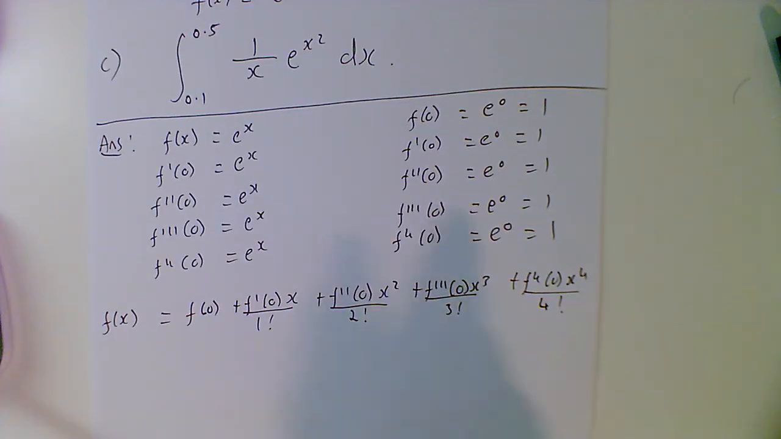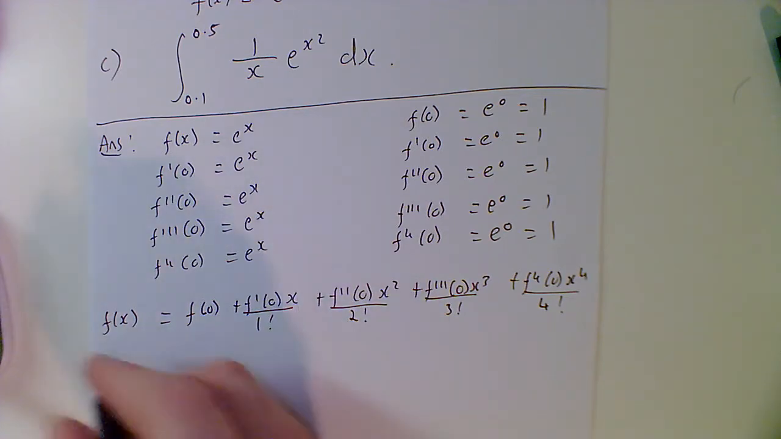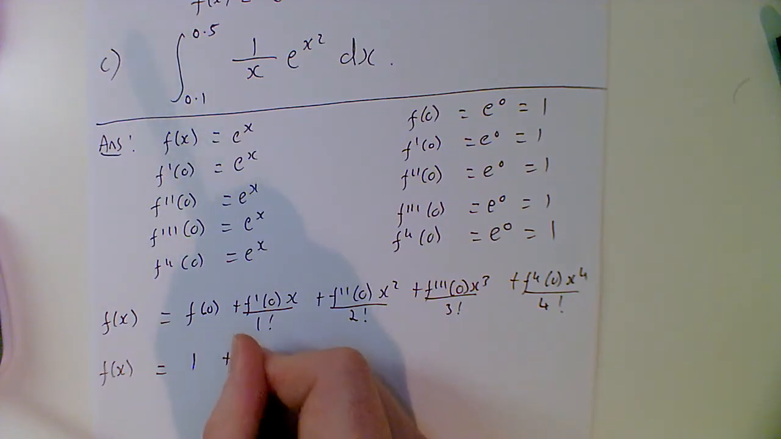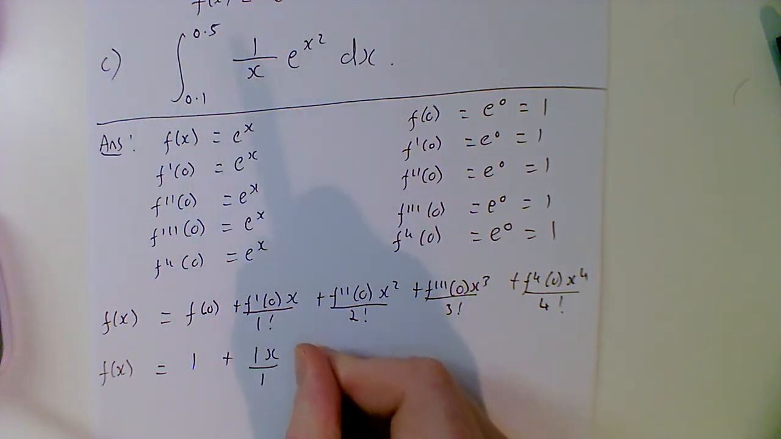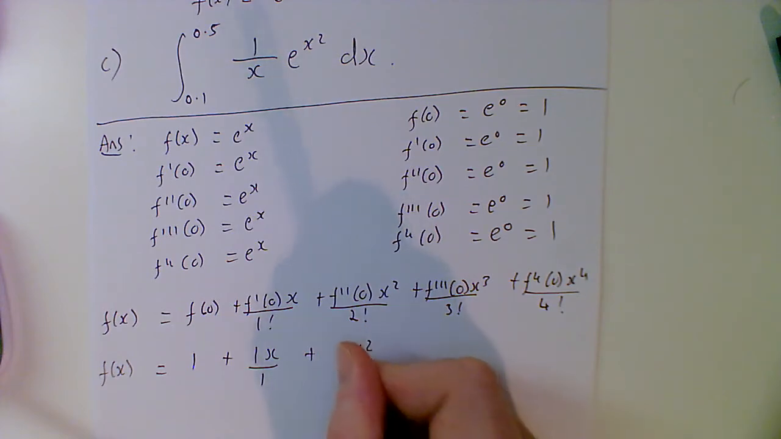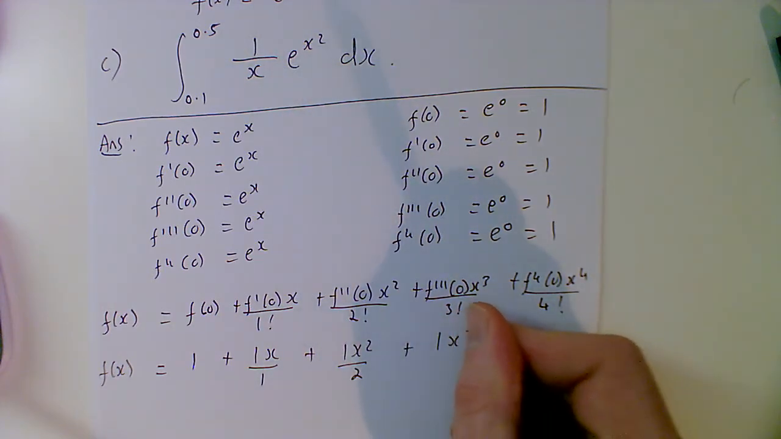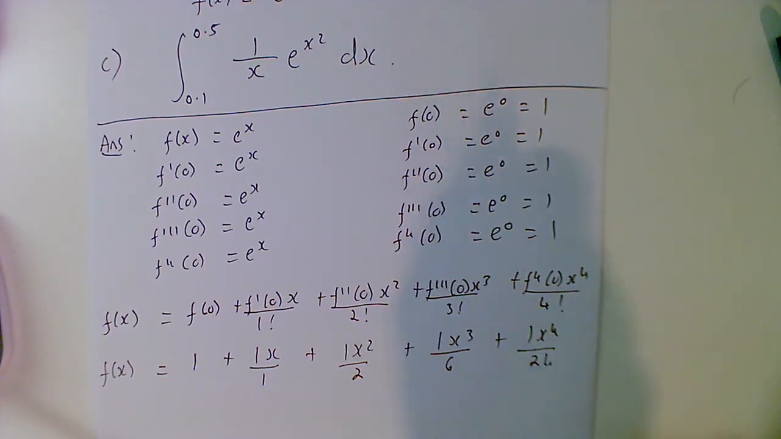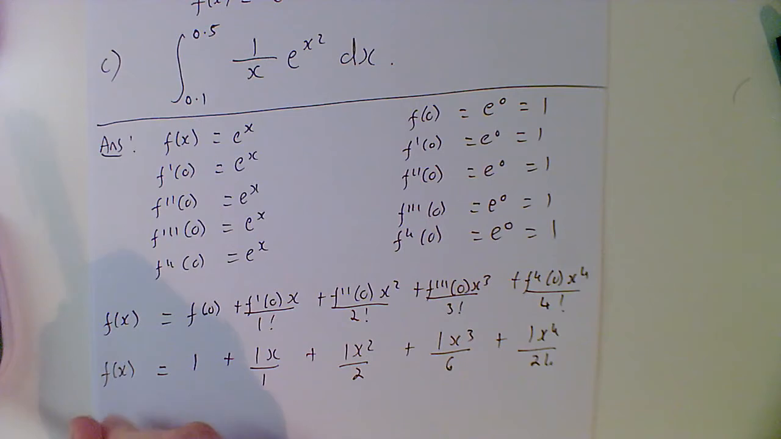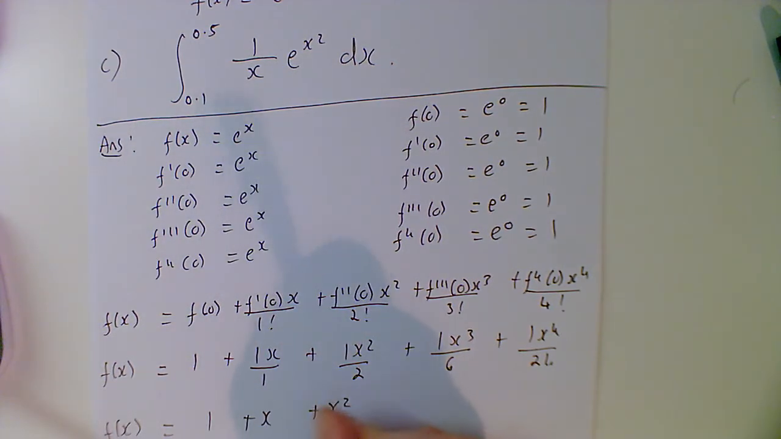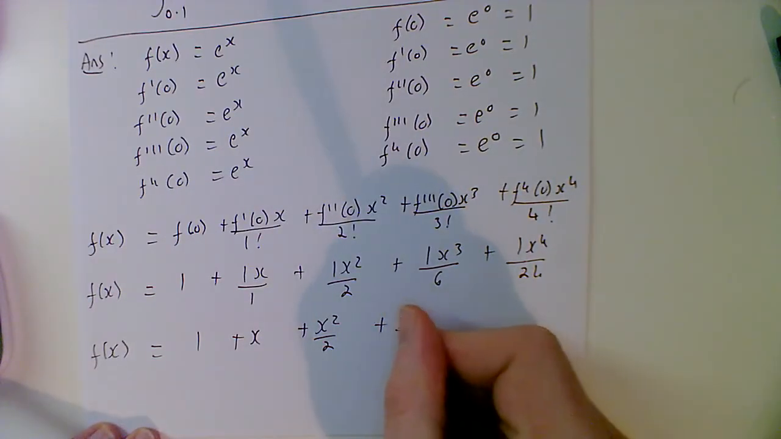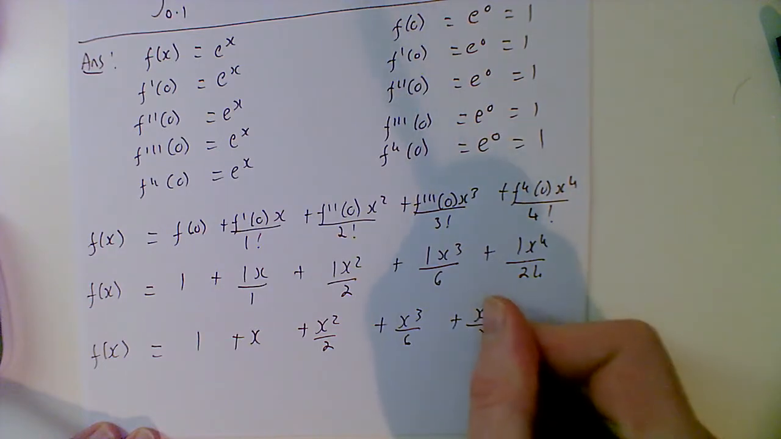Right, so 1 plus 1x over 1 plus 1x squared over 2 plus 1x cubed over 6 plus 1x to the power of 4 over 24. So that means that f of x, or e to the power of x, is 1 plus x squared over 2 plus x cubed over 6 plus x to the power of 4 over 24.